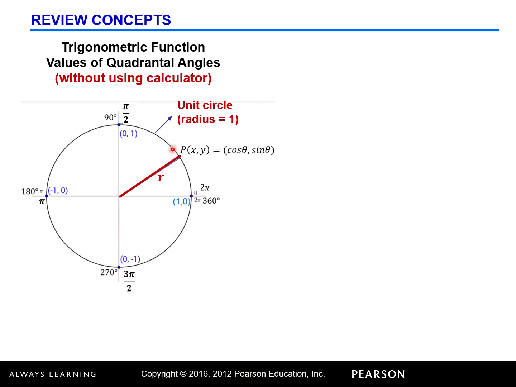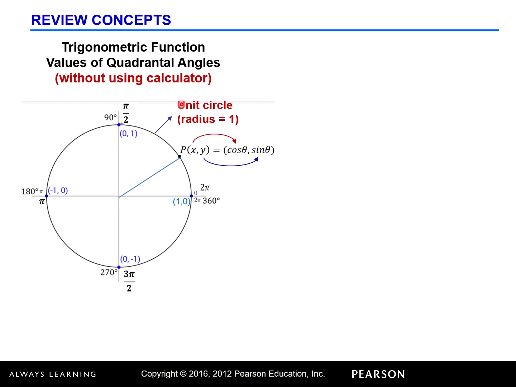So here, in any point of this unit circle, the x value represents the cosine of the angle, and the y value represents the sine of the angle. So that's why for 1, 0, this means the cosine of 0 is 1 and the sine of 0 is 0. And for example, for 0, negative 1, the cosine of 3 pi over 2 is 0 and the sine of 3 pi over 2 is negative 1.